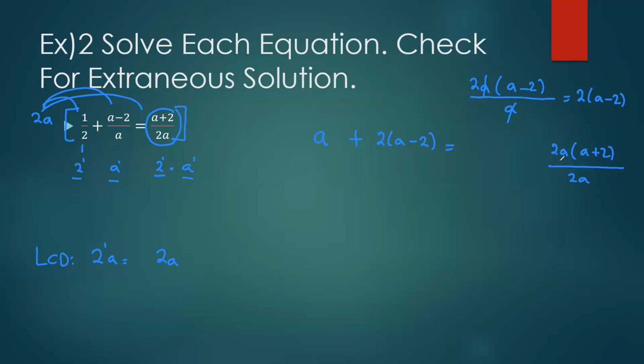What do you see that's the same, top and bottom? 2A, right? These cancel, so you're just left with A plus 2. Okay, now go ahead and solve for A.